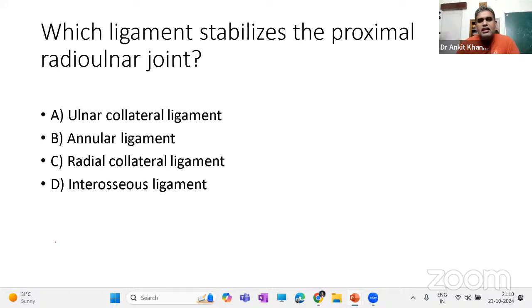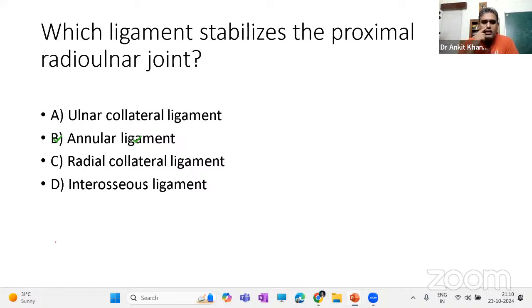One more question: which ligament stabilizes the proximal radioulnar joint? Now, I will give you a hint. This was the head of the radius, and remember the movement of the head of radius, supination pronation. So which ligament was there? A ring-shaped ligament was there. Very good. It is the annular ligament. Annular means ring shape.